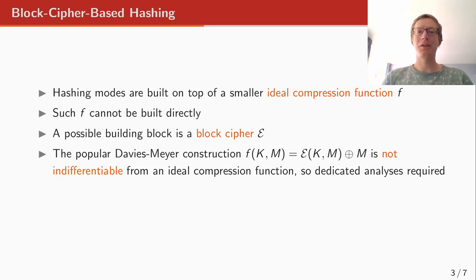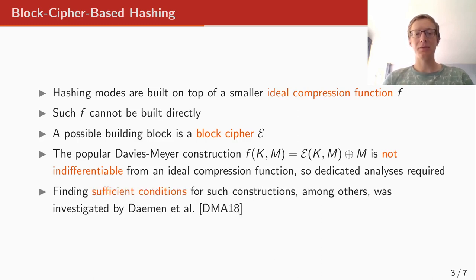However, this construction is not indifferentiable from an ideal compression function, so we need dedicated analysis using the block cipher as an assumption. This is what Dodis and others did for hashing, where they tried to find sufficient conditions for such constructions and also some others.